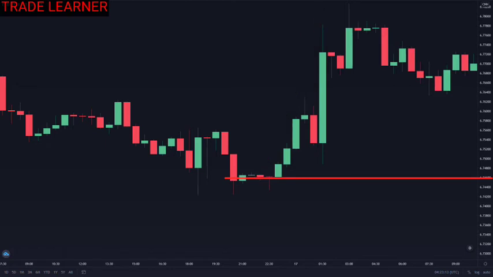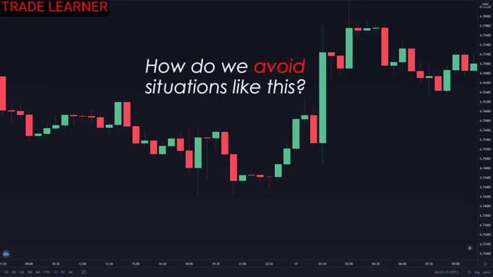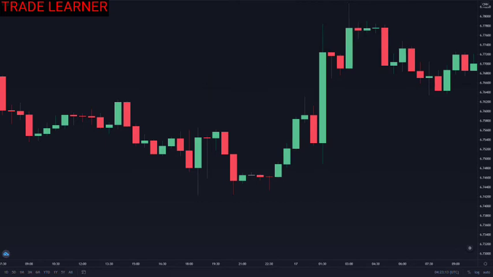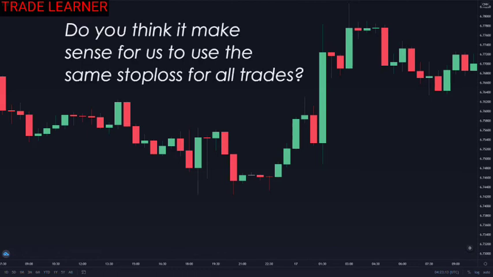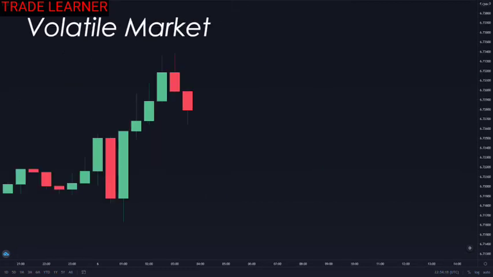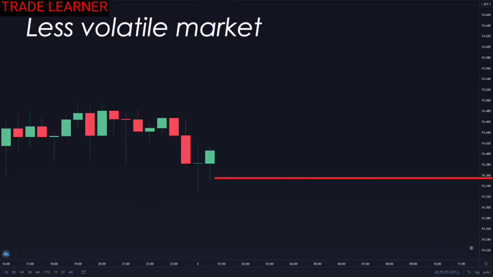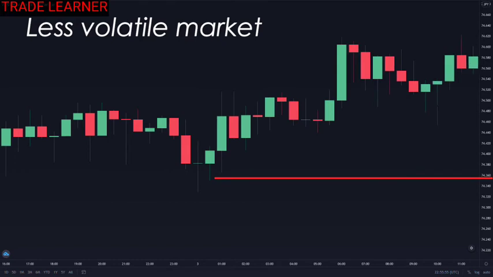If you would have put your stop loss just slightly below here, it will not get triggered and you would have participated in this trend. So how do we avoid situations like this? Knowing that different markets have different levels of volatility, do you think it makes sense for us to use the same stop loss for all of them? Of course not. Because if a market is more volatile and you put a small stop loss, 9 times out of 10 it will most likely get hit. But if the market is calm and less volatile, a smaller stop loss would make much more sense.